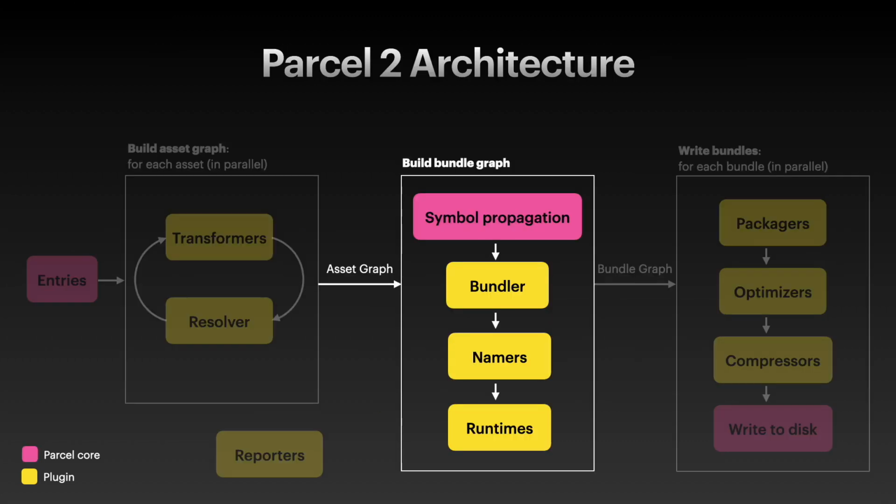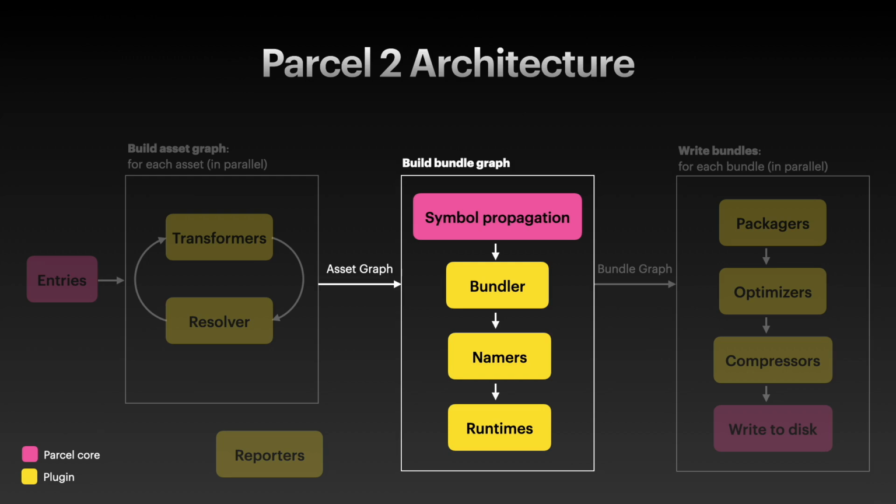Once we have an asset graph, the next step is to transform this into a bundle graph. The first step is called symbol propagation, which is linked to tree shaking, and I'll talk about that in a bit. Basically, it's determining which exports of each module are actually used. Then a bundler plugin is responsible for determining which bundles each asset should be placed into, otherwise known as code splitting. And I'll discuss how that works in a bit as well.